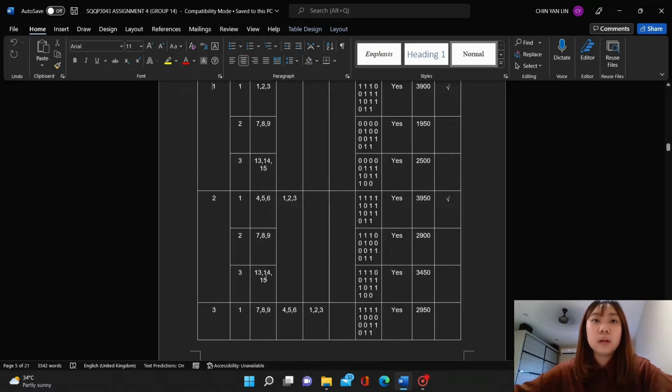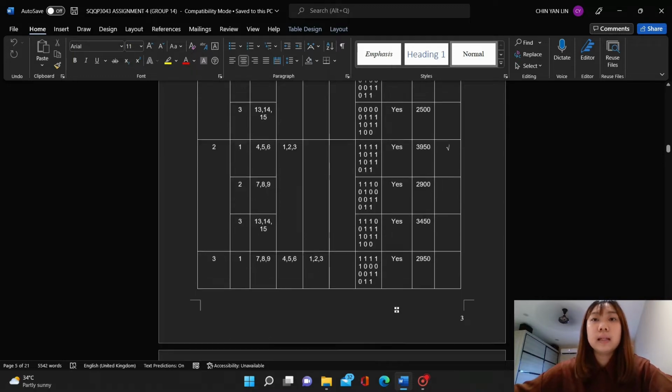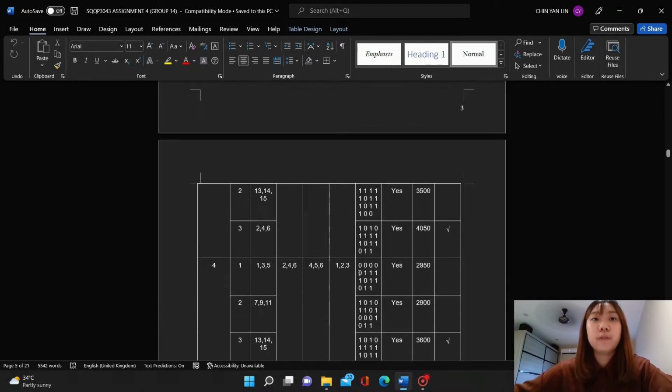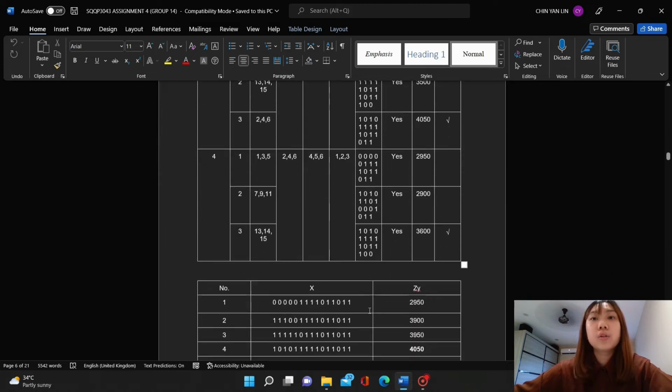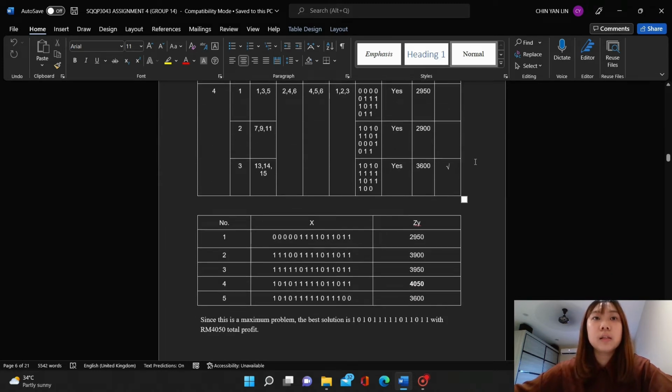For the third neighbor we flip 13, 14, and 15. The profit is 3,450. We compare these three neighbors again and choose the highest one. This will be our x2, and we use this x in the third iteration. We repeat the steps until the fourth iteration. After that, we finish the iterations.